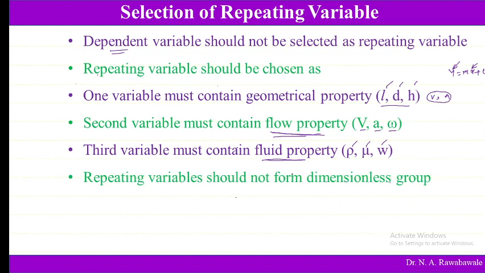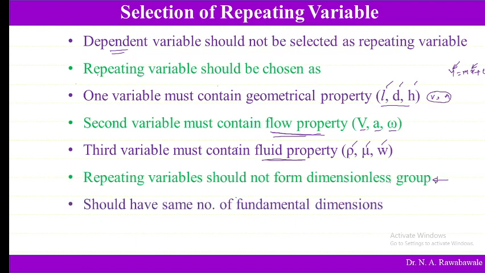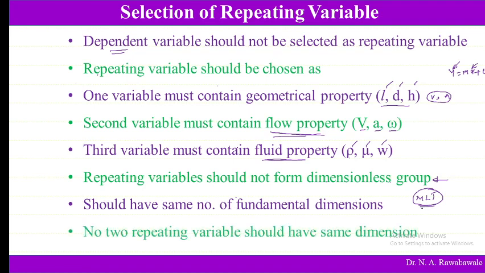Now, repeating variables should not form a dimensionless group, just like Reynolds number. Then next, they should have the same number of fundamental dimensions. So all the repeating variables should together have the fundamental dimensions M, L, T, so three dimensions. It should not exceed the number of fundamental dimensions. Then no two repeating variables should have the same dimensions.